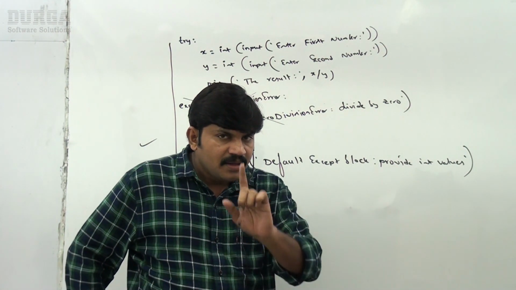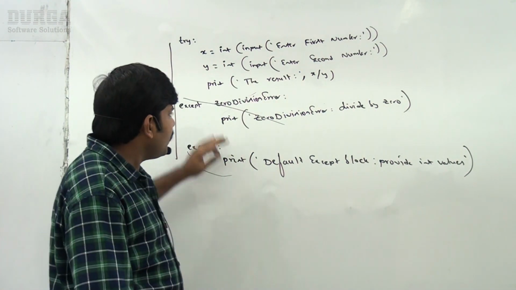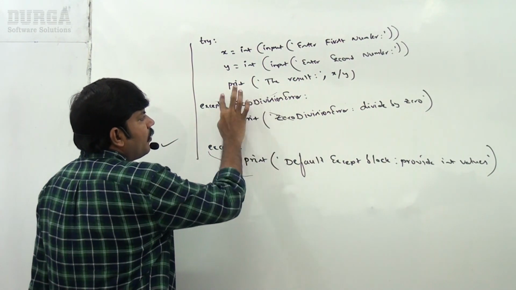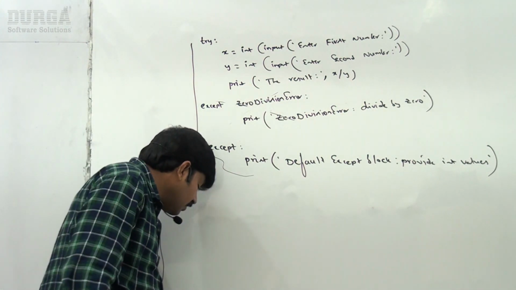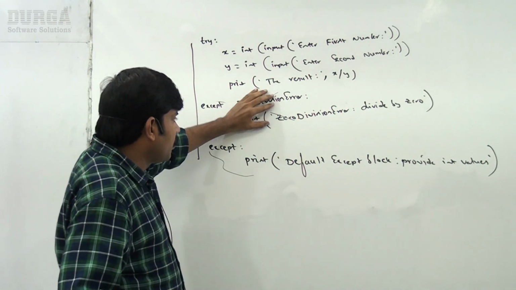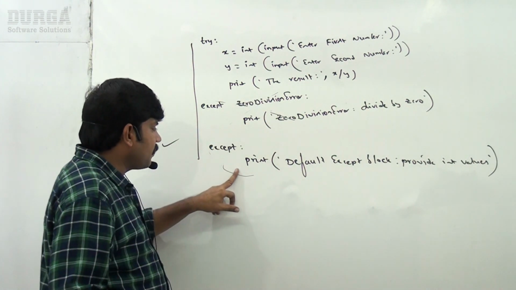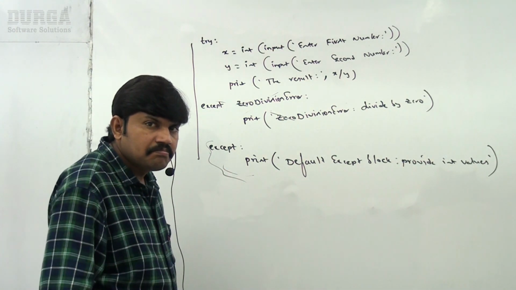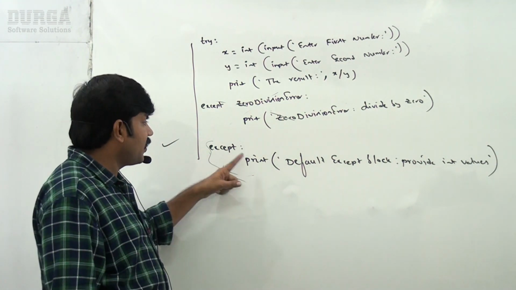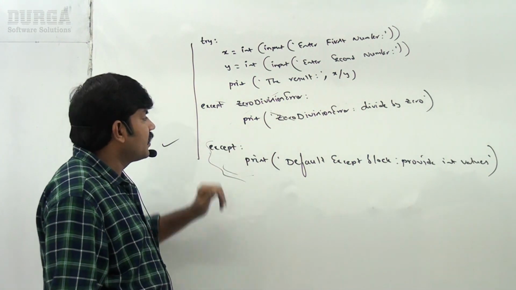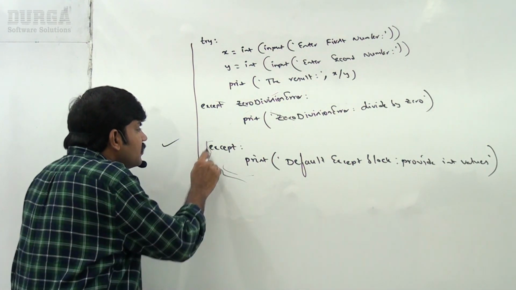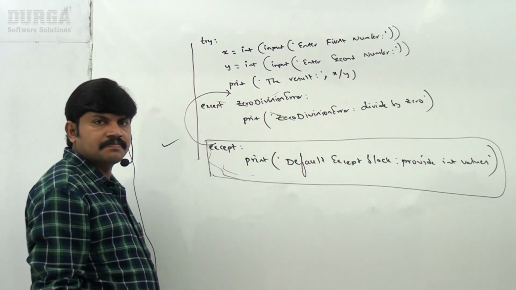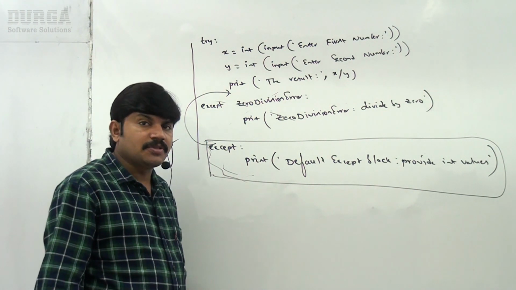Yes, friends, clear? Now I have one small doubt. In our example, how many except blocks are there? Two except blocks. What is the first one? Except ZeroDivisionError. The second one, the default except block. Where am I taking this default except block? At the last. Can I take this default except block first? Is it possible or not?